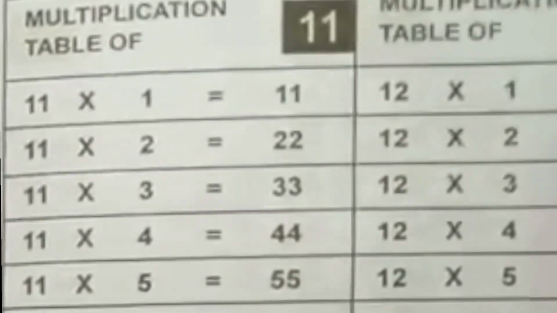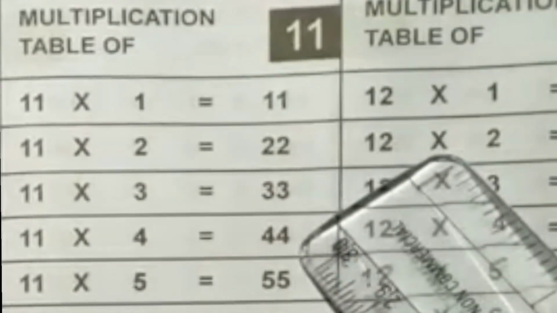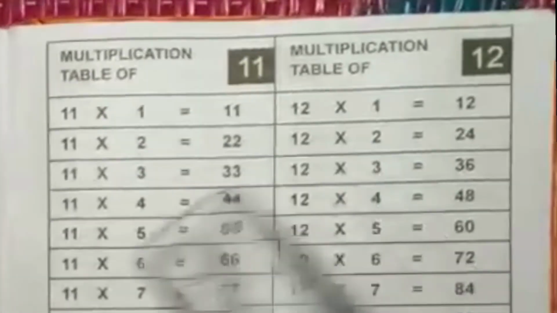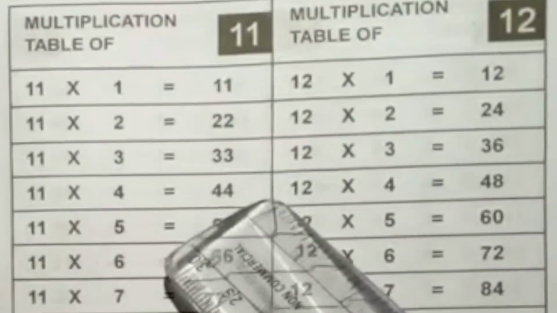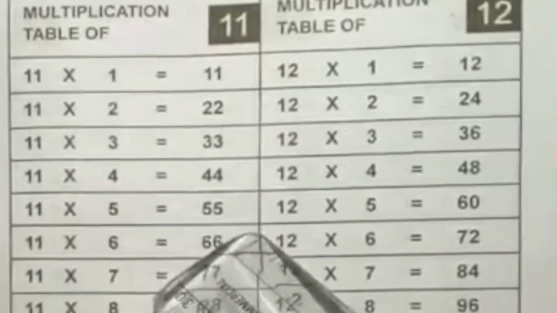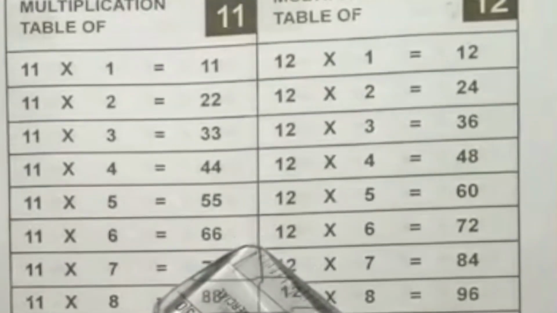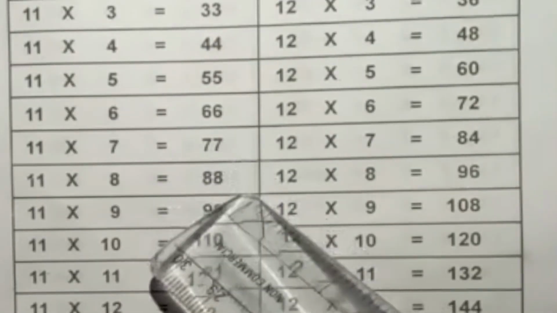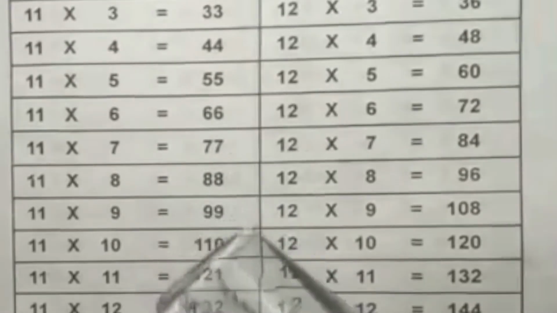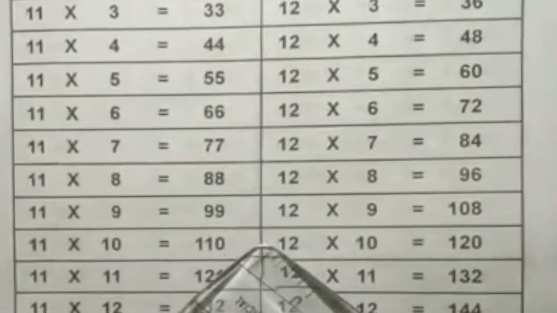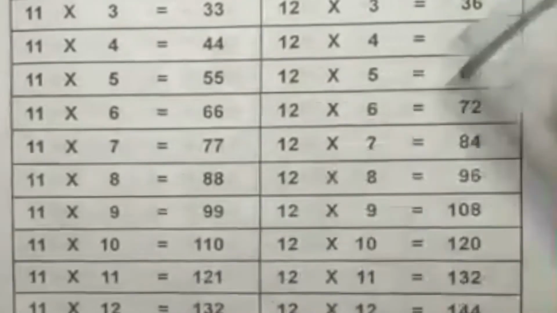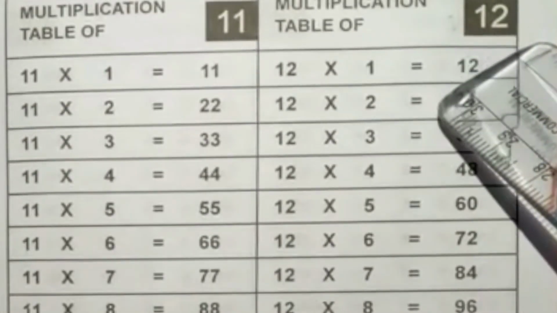Multiplication table of 11. 11 ones are 11, 11 twos are 22, 11 threes are 33, 11 fours are 44, 11 fives are 55, 11 sixes are 66, 11 sevens are 77, 11 eights are 88, 11 nines are 99, 11 tens are 110.